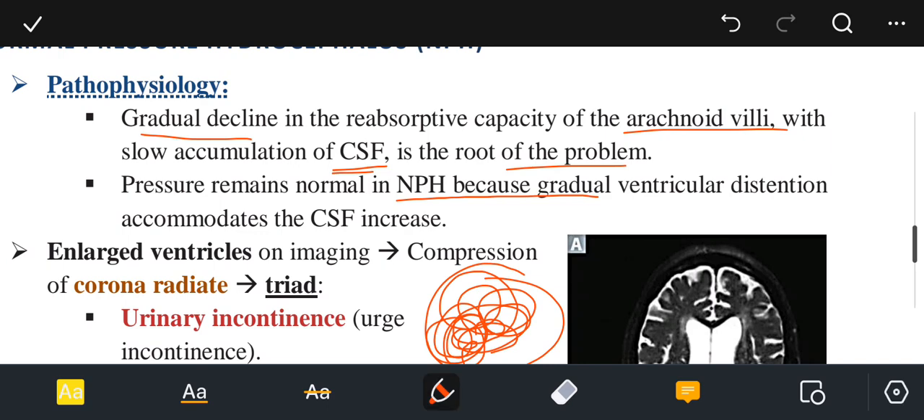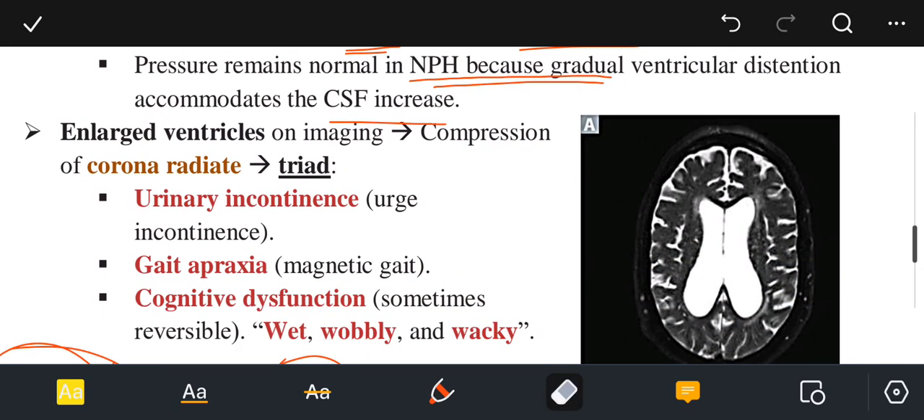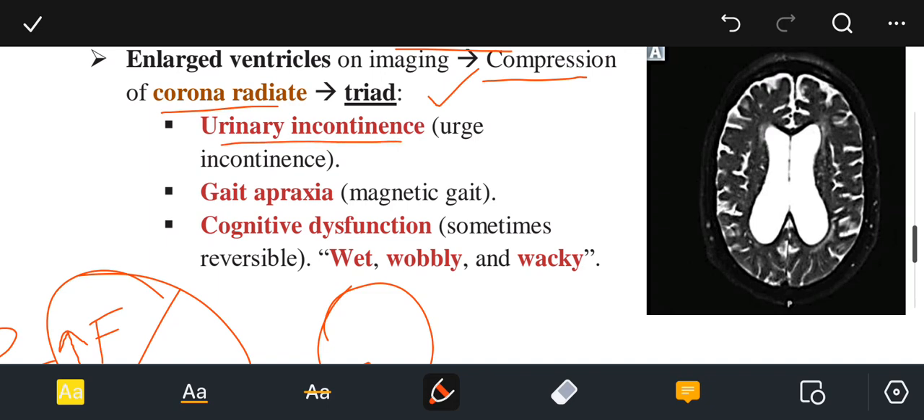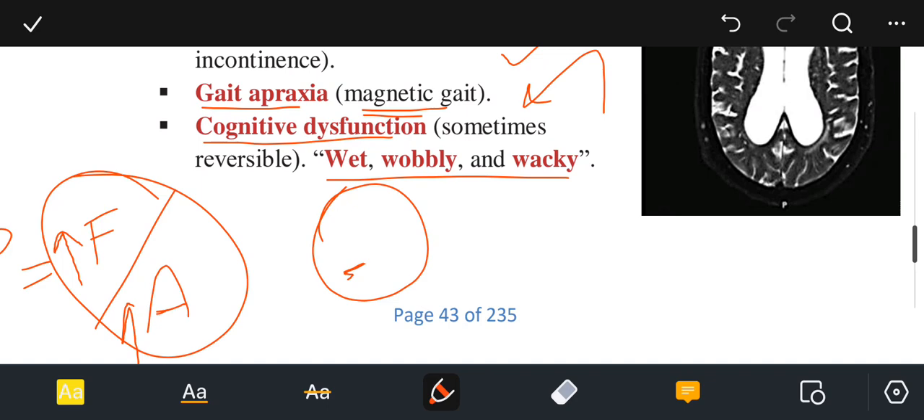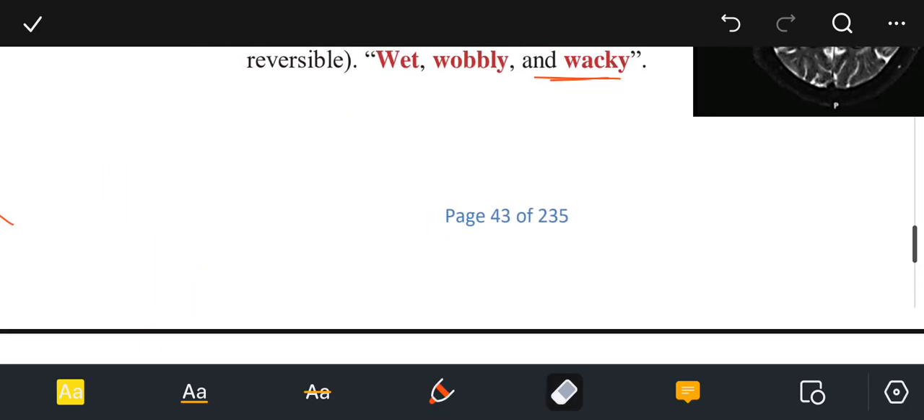So pressure remains normal in normal pressure hydrocephalus because gradual ventricular distension accommodates the CSF increase. Enlarged ventricles on imaging will be seen. Compression of the corona radiata will give us a triad, that is very important triad. There will be urinary incontinence, that is urge incontinence, gait apraxia, that is magnetic gait, and cognitive dysfunction, that is sometimes reversible. So the person will be wet, wobbly and wacky, and that is seen in the patients who are in the sixth or seventh decade of their life, because normal pressure hydrocephalus takes time to occur.